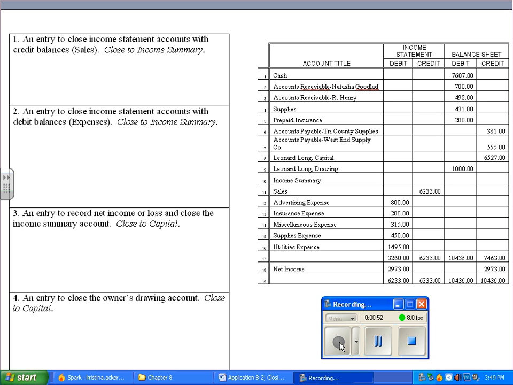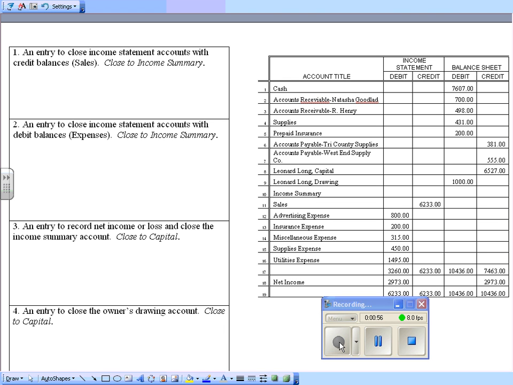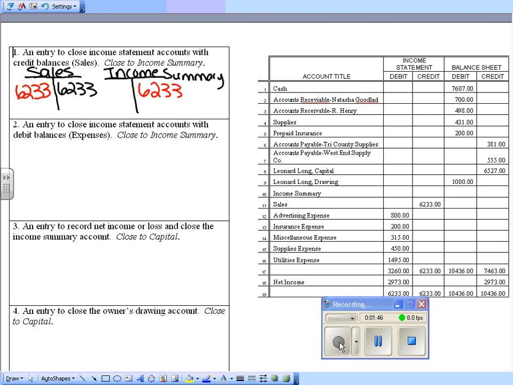$6,233. So the entry to close this is going to look like this. Sales, and you're going to close it to income summary. So sales right now has a credit balance of 6233. Now, in order to close that out or make it zero, we're going to have to debit sales 6233. So our first entry is going to be a debit to sales, and the corresponding credit is going to be an income summary because you close it to income summary. So that's our first closing entry, and we'll journalize those in a minute.